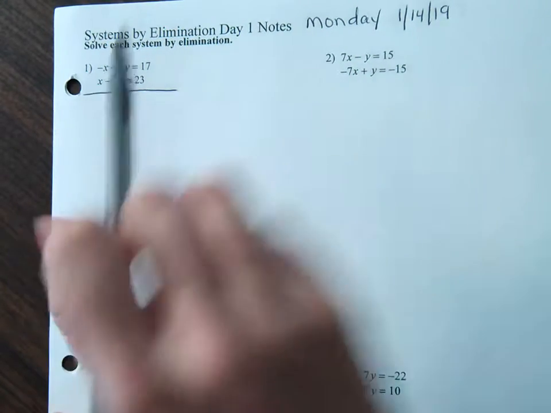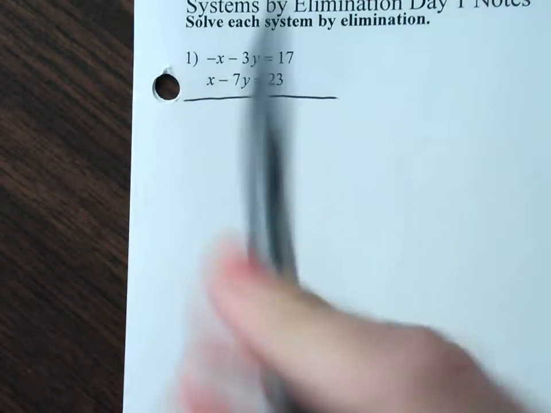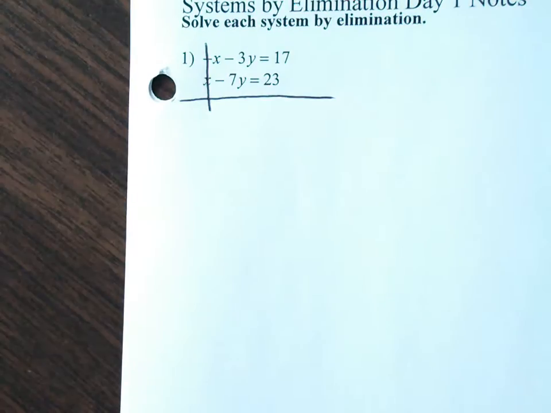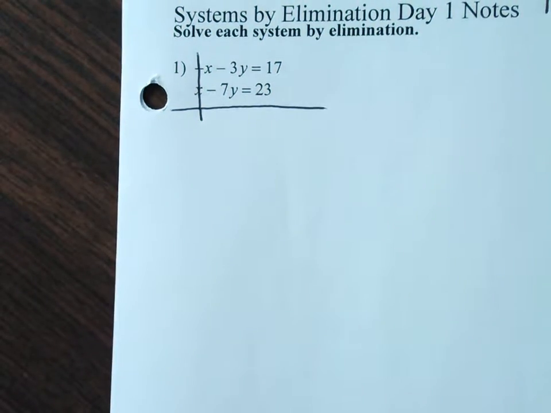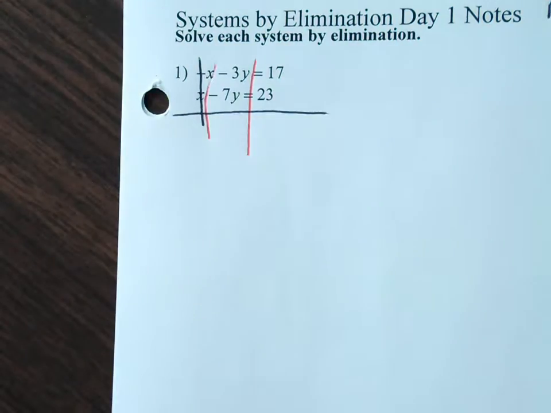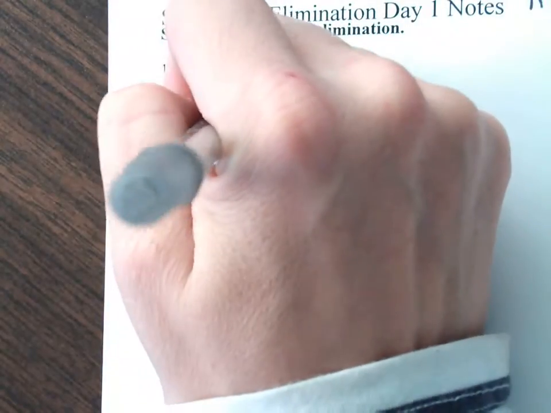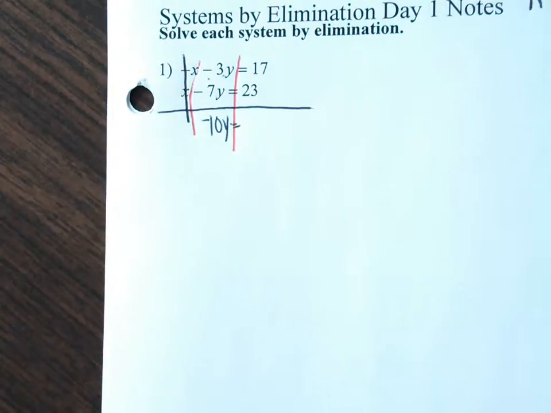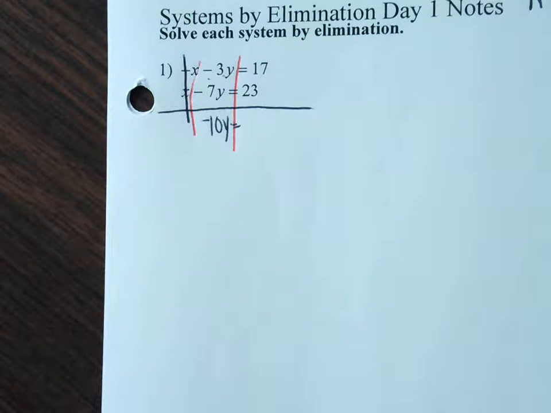We can see here on our first example that the x's cancel out because they're opposites. Negative x and x are opposites. So we can see that this cancels out. And then we total up our columns. I like to make little lines for my columns, and then we just total them up. Negative 3y and negative 7 is negative 10y. And 17 and 23 make 40.